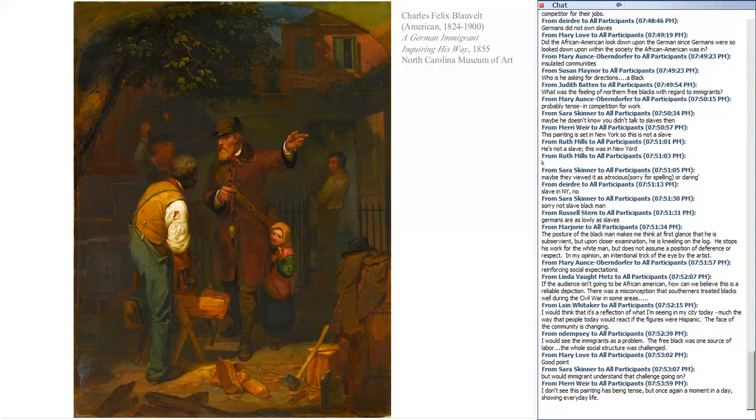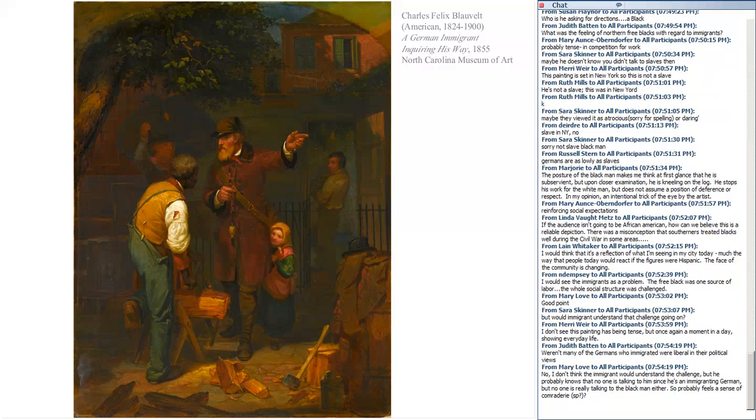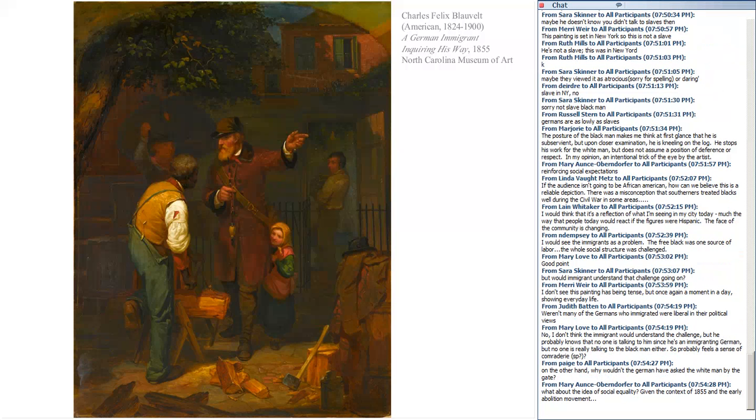Yeah, we have what I think is a good comment here from Lane Whitaker. I would think that it's a reflection of what I'm seeing in my city today. Much of the way that people would react if the figures were Hispanic. The face of my community is changing. So this picture might have produced some anxiety among the viewers in 1855.